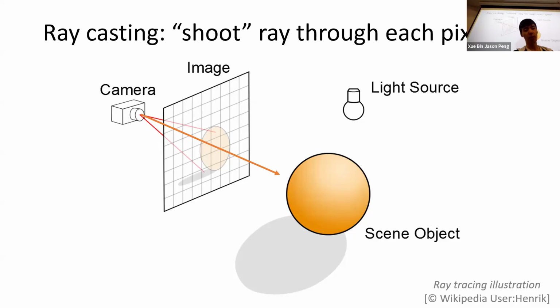So for example, for a particular pixel, let's say in the middle of this image, it might end up hitting the orange sphere. So this tells us that the orange sphere is visible at that particular pixel, and we might color in that pixel accordingly. So the key operation in a ray tracing system is to perform intersection tests between rays and objects in our scene.